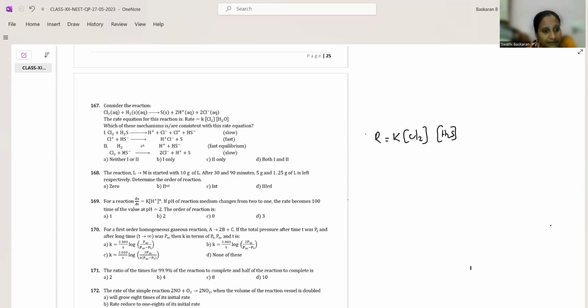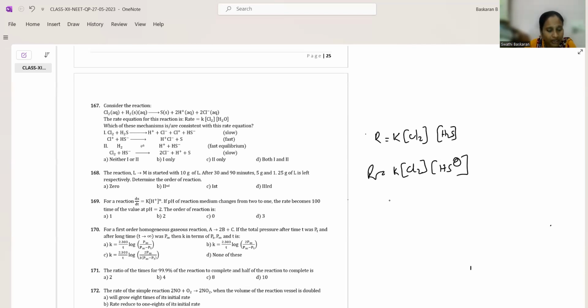Now we cannot just leave it at saying the first mechanism is correct. We also have to look into the second mechanism. In the second mechanism, the first step is the fast equilibrium step and the second step is the slow step. All of us know that the slow step is the rate determining step. So if you write the rate for the slow second step, rate is equal to k into the reactants you can see in the slow step, that is Cl2 and also HS minus.